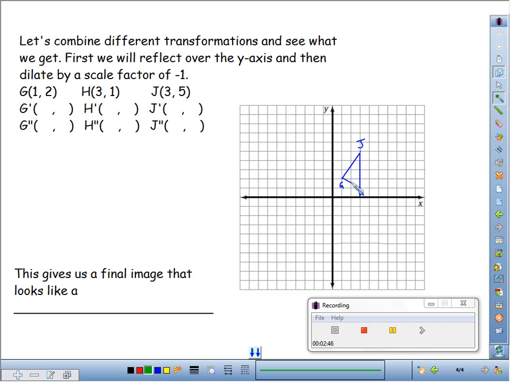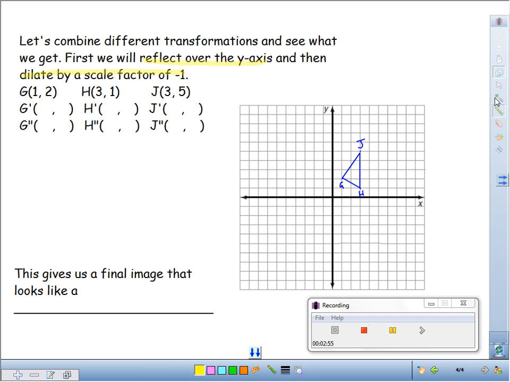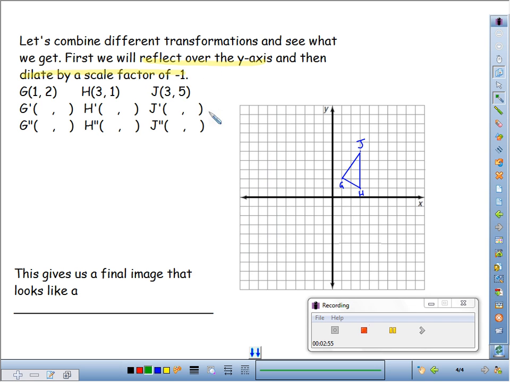Let's look at our last problem here. I have my figure already plotted, G, H, J. We're first reflecting over the y-axis, and then we're going to dilate by a scale factor of -1. So if I'm reflecting over the y, that's going to change my x. So it'll be opposite x, y. Okay, so here we go. Opposite x, y: -1, 2, -3, 1, and -3, 5.